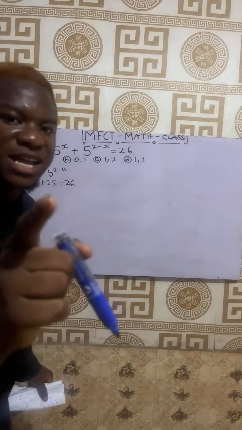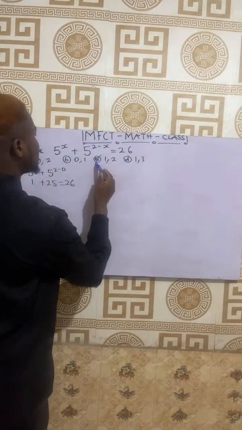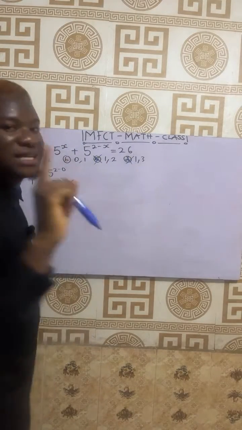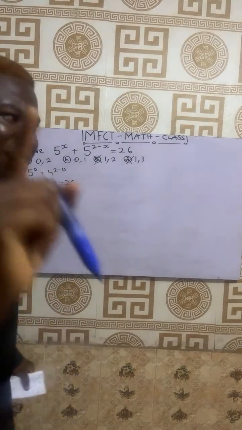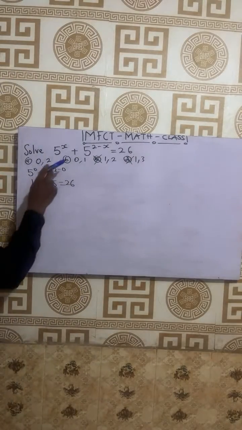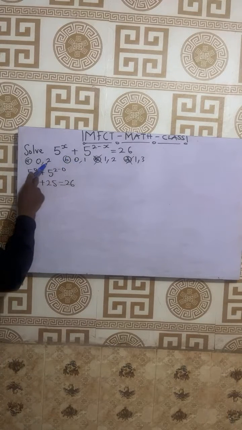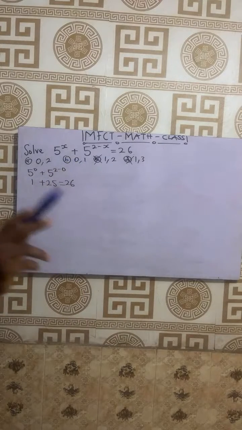So automatically, if you are inside the exam, option C and option D should be deleted, because in our final answer, there must be 0. So the next thing you want to check is the value for the second value, whether it will be 2 or 1. So let's do that, guys.